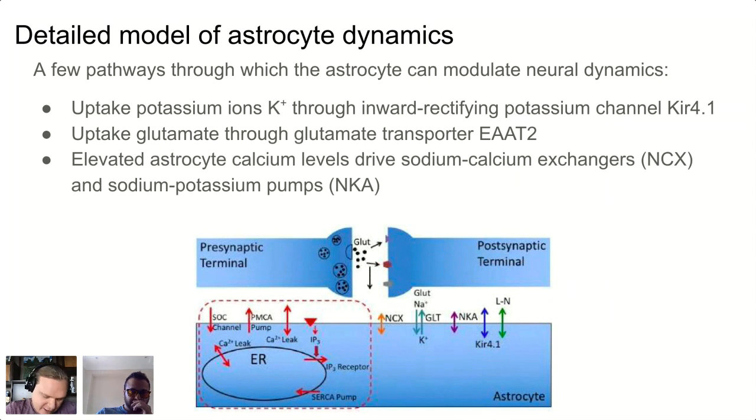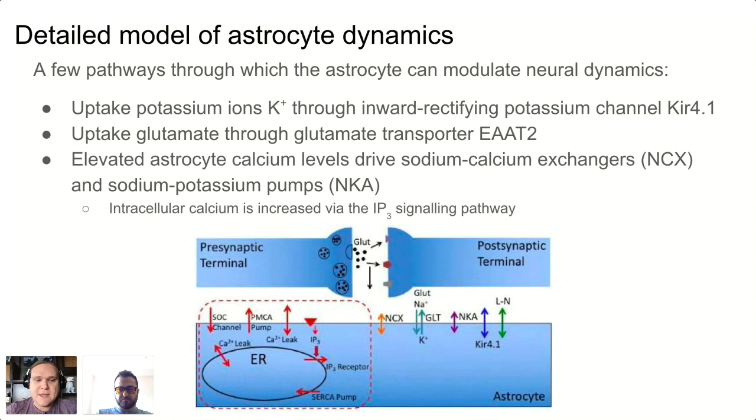Another pathway that could affect the ion concentrations is that elevated astrocyte calcium levels, through this IP3 and endoplasmic reticulum pathway, can drive sodium-calcium exchangers. If calcium is elevated, you can exchange it for sodium, which can then drive a sodium-potassium pump to exchange that sodium for potassium, helping to clear elevated potassium in another pathway. And that intracellular calcium is increased via this IP3 signaling pathway.